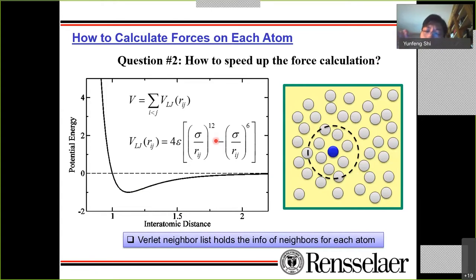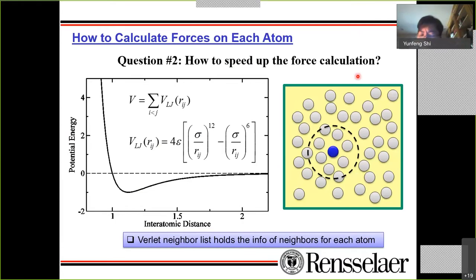But this has a requirement, which is that the potential has to be short-ranged. That means atoms far away have no interaction. So I only need to hold my nearby neighbors. I do not need to hold this atom, because I know the interaction is going to be zero. So basically, to speed up the force calculation, the first trick we use, we call it Verlet neighbor list. Essentially, use memory to gain speed.